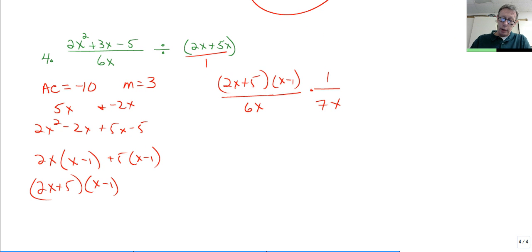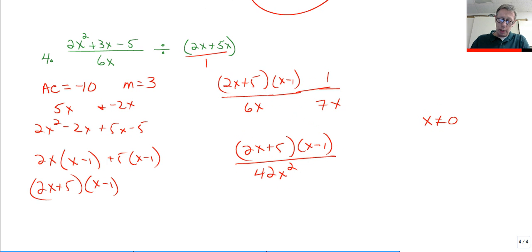So looking at the values that I could not have for x, I can't have either of those x's be 0, so x can't equal 0. And if I combine those under one big fraction line, what that would end up being would be 2x plus 5 all over x minus 1, all over 6 times 7 is 42, x squared. So once again, I don't know if I somehow wrote the problem down wrong. I don't think so, but there wasn't anything that canceled out there. So that's dividing.